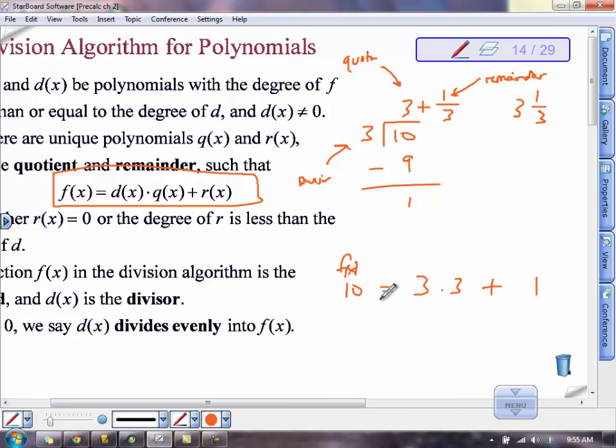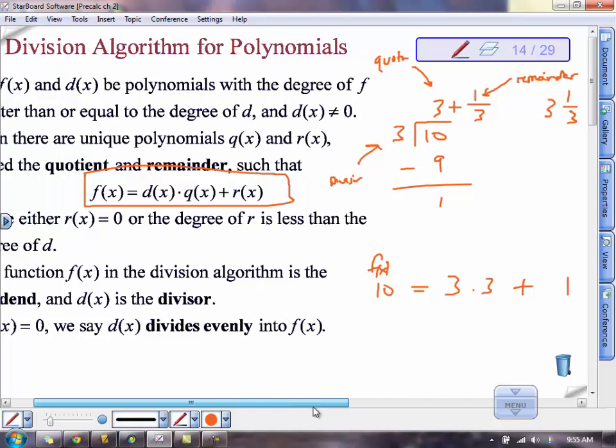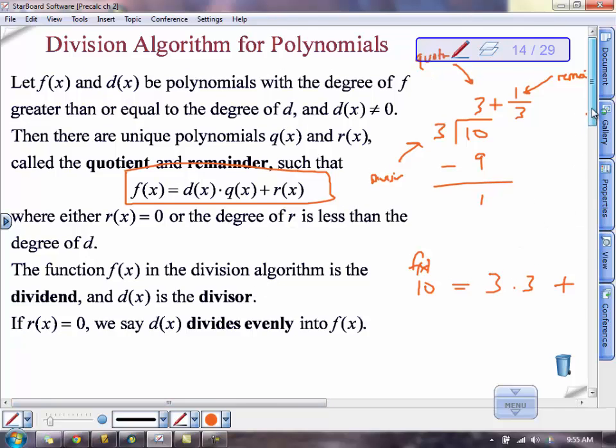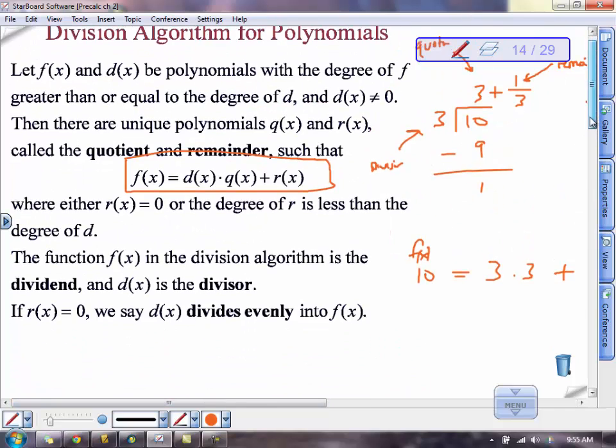You can write it in a better form like this: divisor times quotient plus the remainder gives you the original number, or the original function when we do polynomials. We'll practice this more. Some vocab gets a little confusing at first, especially when you go from numbers to polynomials, but hopefully it'll make more sense.